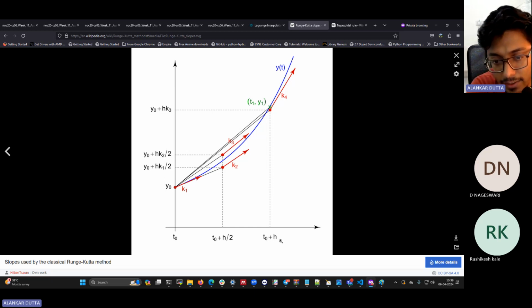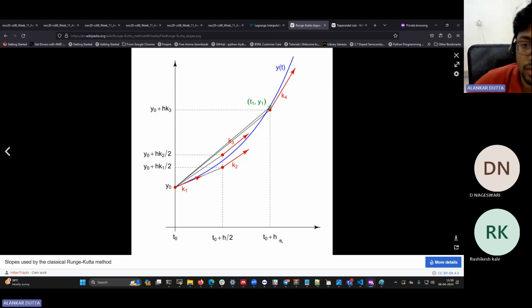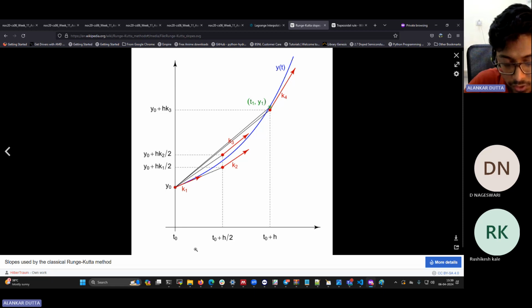And there, you then update your function by the slope that you have found, which is k4. So with that, given that the value of the function is known at t0, which is your initial condition, you can find the value of the function at t0 plus h. And obviously, choosing a smaller and smaller value for h generally gives you a better and better result in the case of the Runge-Kutta method. And this is an explicit method in which you solve ODEs.